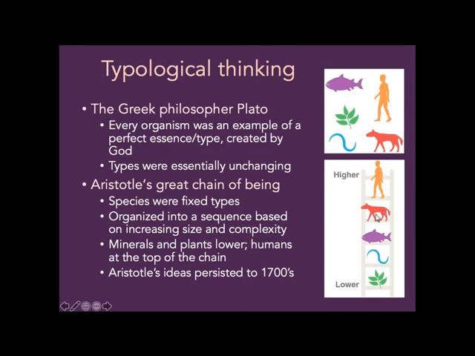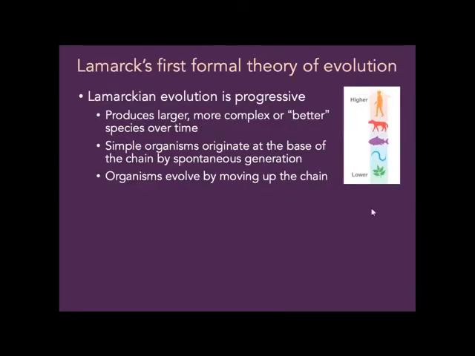Aristotle's ideas persisted into the 1700s, and you can see evidence of these ideas even now, even though we know this isn't the mechanism that causes life to be different on Earth. When we talk about higher forms of life and lower forms of life, this is based on the idea of Aristotle's great chain of being. We know now, of course, that we can get taken out by bacteria or a virus, so who's higher and who's lower anyway? But the idea that you have higher and lower life forms comes from this chain of being.